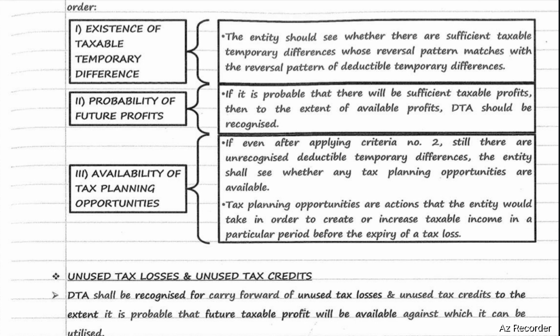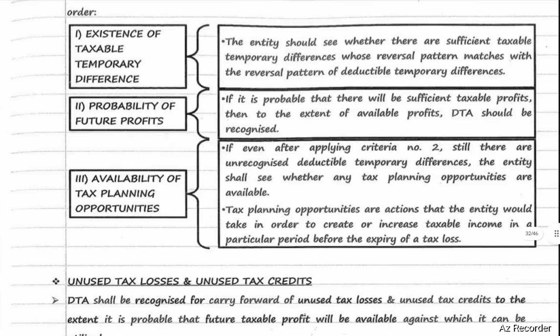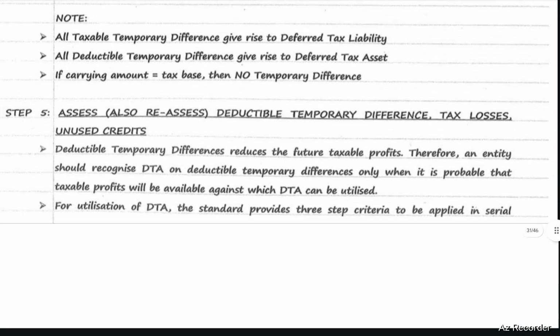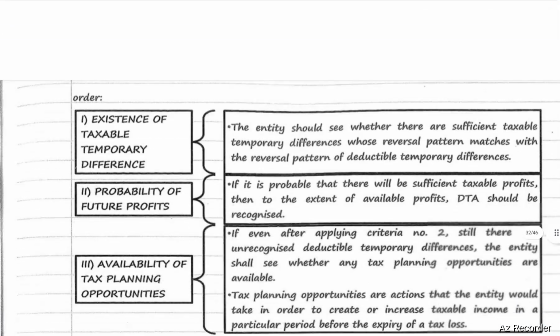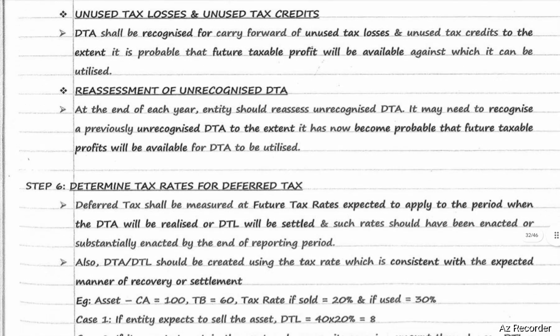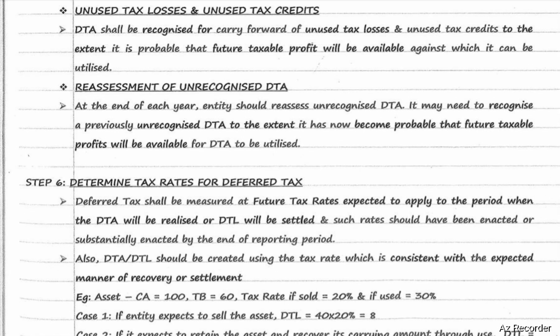Tax planning opportunities are actions that the entity would take in order to create or increase taxable income in a particular period before the expiry of the tax losses. So these are the three criteria for utilization of DTA. Next, unused tax losses and unused tax credits. DTA shall be recognized for carry forward of unused tax losses and unused tax credits to the extent it is probable that future taxable profit will be available against which it can be utilized.